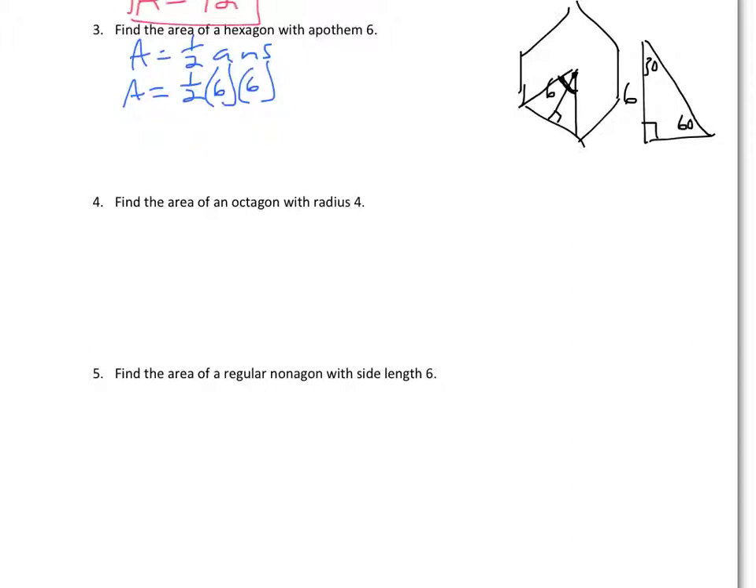So we have to solve the right triangle. In order to solve this, we have to divide by root 3 to get our short side, so it's 2 root 3. And multiply that by 2 to get the radius, 4 root 3.